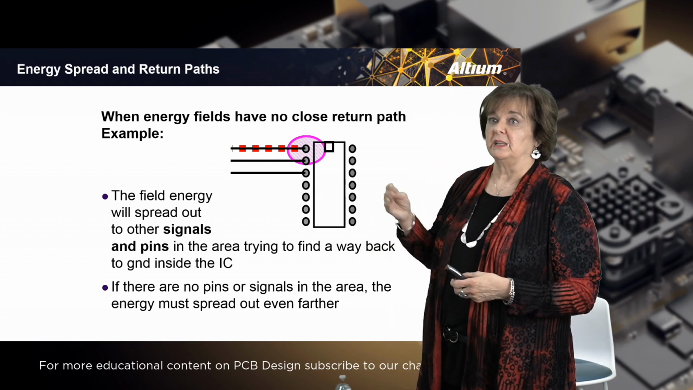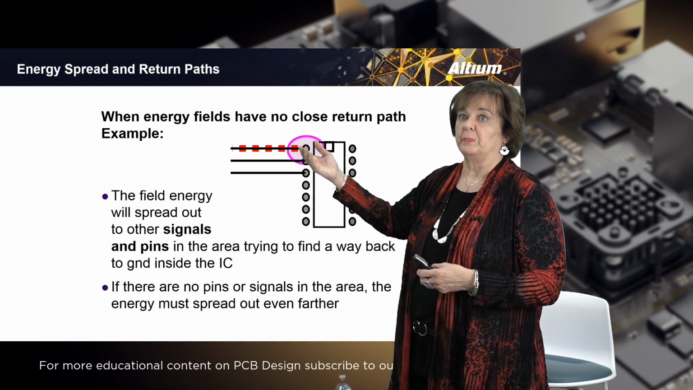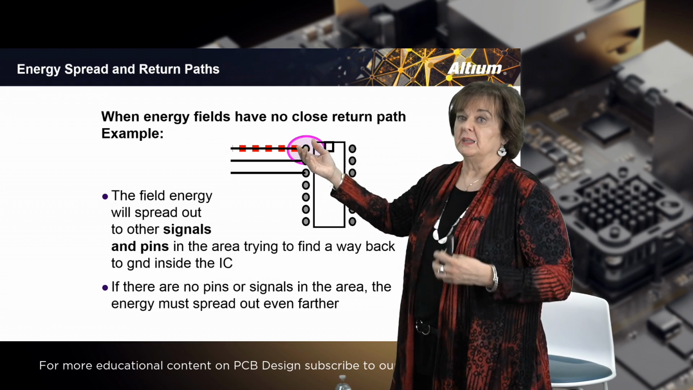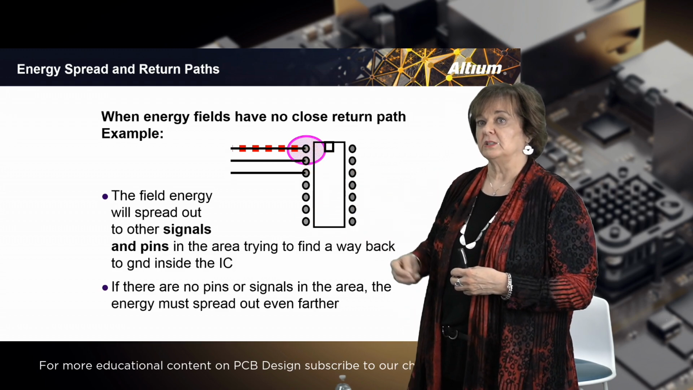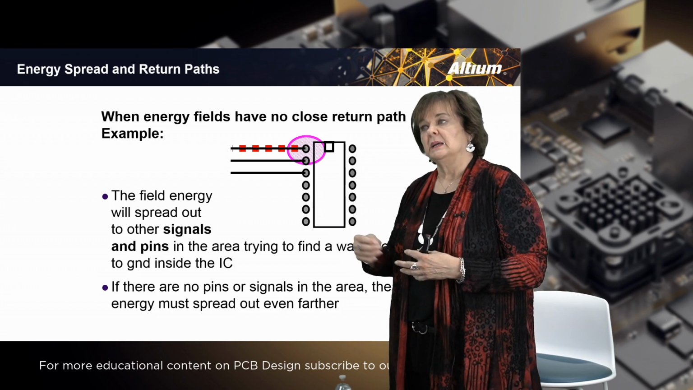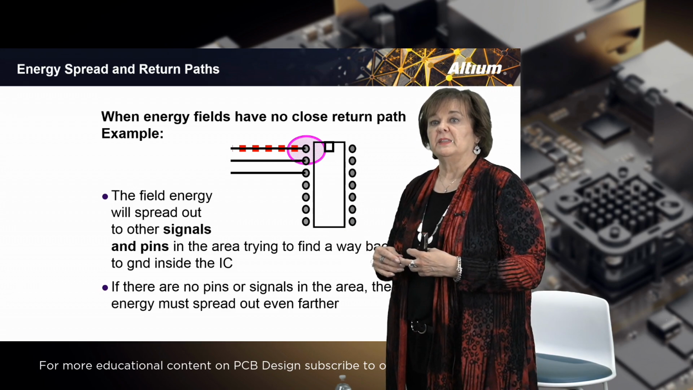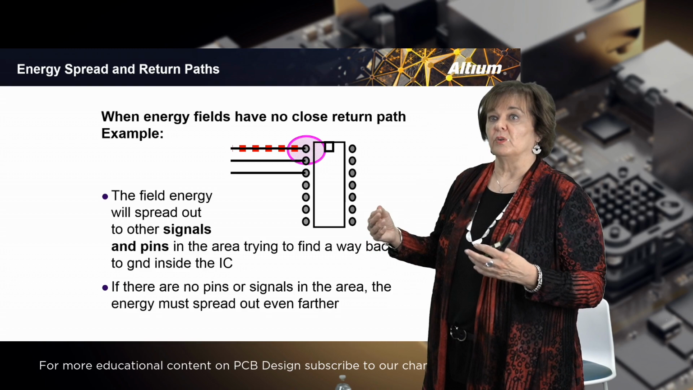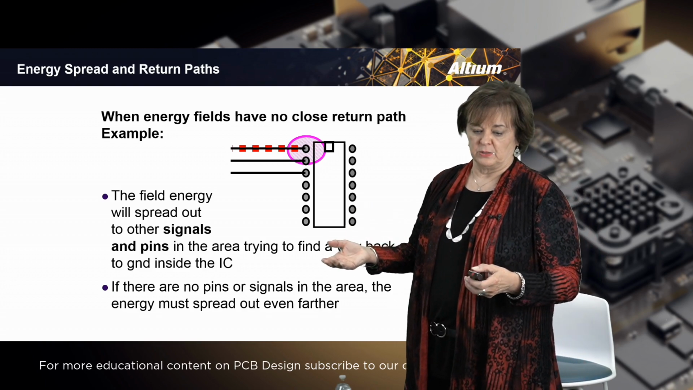If there are no pins in the area, for example, if this was just a pin in an area that did not have an actual device hooked to it, or the pins were not close to each other, then it would spread out even more, looking for whatever it could find to get back to its source.